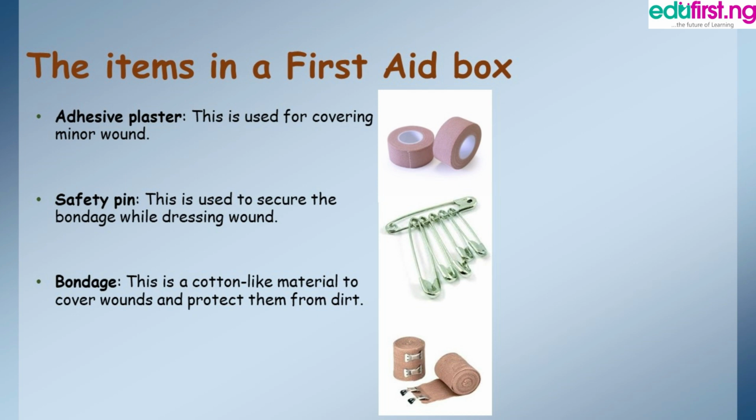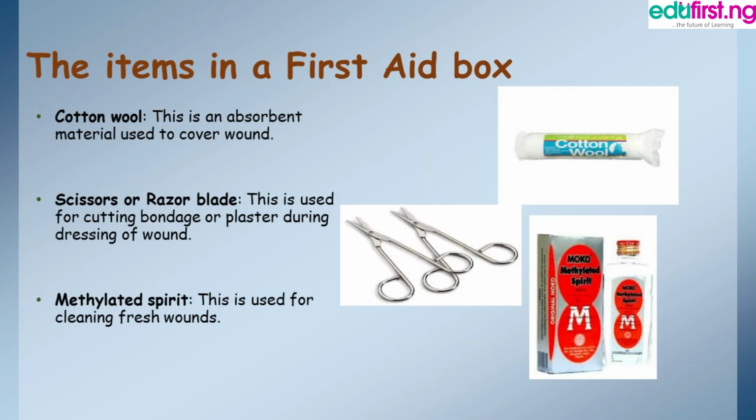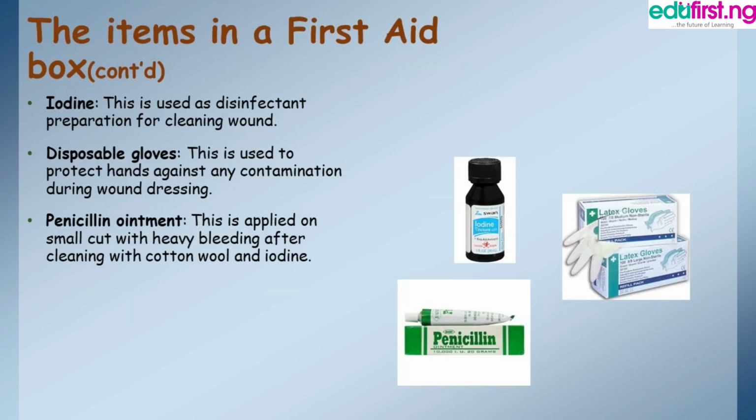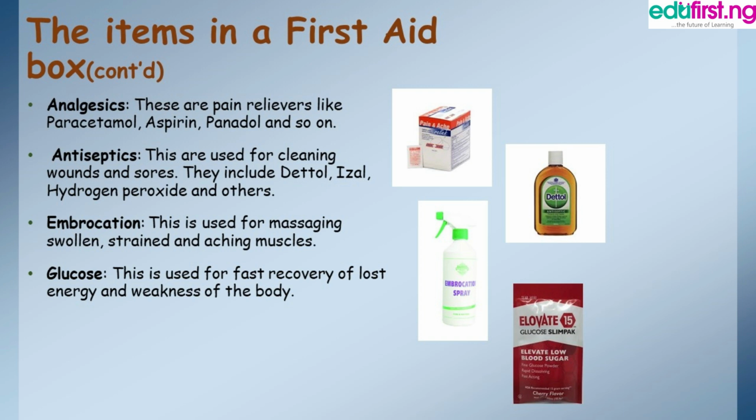So we have different items in the first aid box, which are the adhesive plaster, safety pin, bandage. A bandage is used to cover wounds and protect them from infection. The cotton wool, scissors or razor blade. This is used for cutting bandage or plaster during dressing of the wound. A mentholated spirit is used to clean fresh wounds. We also have the iodine, which is used for disinfecting wounds, and we have disposable gloves, penicillin ointments, the analgesics, the antiseptics, the embrocations, and glucose.